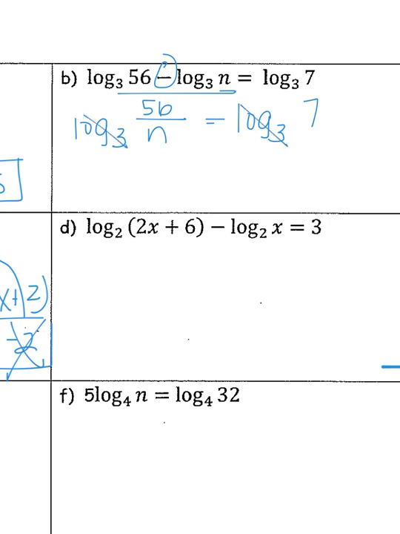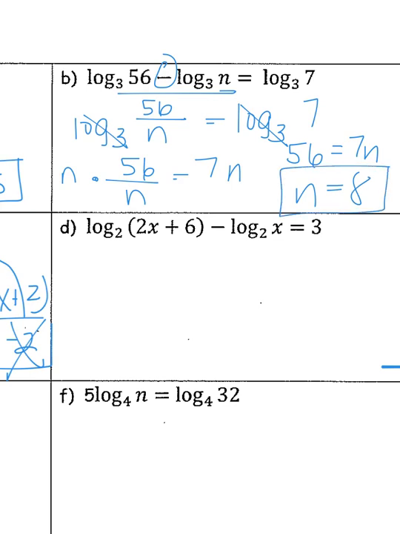I'm going to drop my log the base 3's, so I have a proportion. You could put 7 over 1 and cross multiply. I'm just going to go ahead and multiply by n. So we get 56 equals 7n, so n is 8. 8 is positive. When you put it up here where the n is, it's still positive, so it's good.